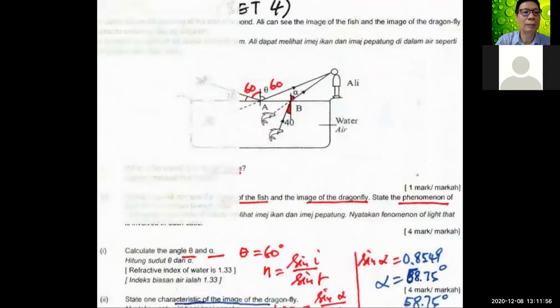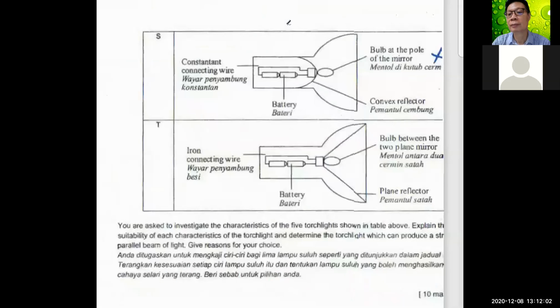Okay, hold on now. Because over here I can't let you see. Okay, come, it's over here now. This is also the one. Bulb between, no lah. This one, these two also out. This one, bulb at pole. Pole is wrong. Bulb between the two mirrors, this is wrong.